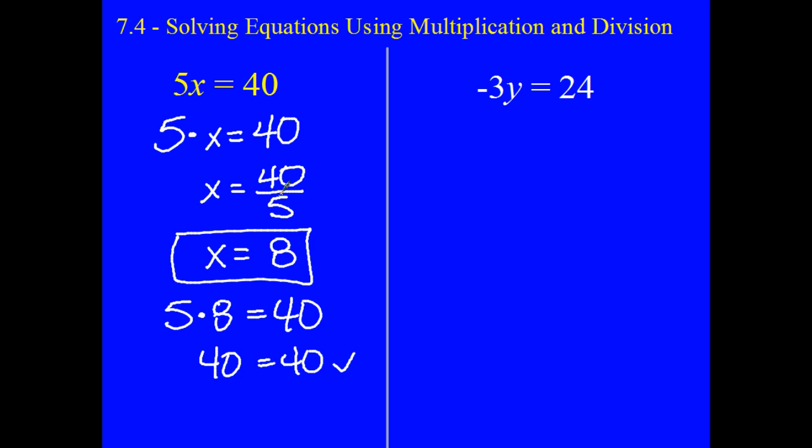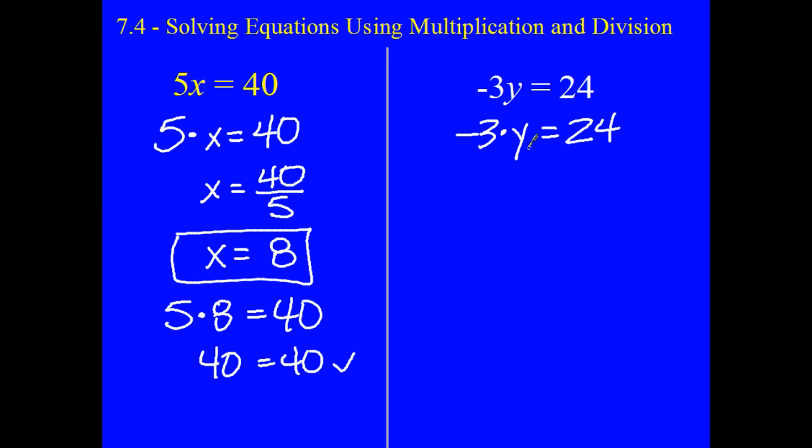So let's look at this again. Here's another one. I have negative 3y is equal to 24. So again, what I'm saying is I have negative 3 times some number is equal to 24. Now I'm again multiplying. My total is 24, and how many groups do I have? Well, I have negative 3 groups, and how many are in each group?